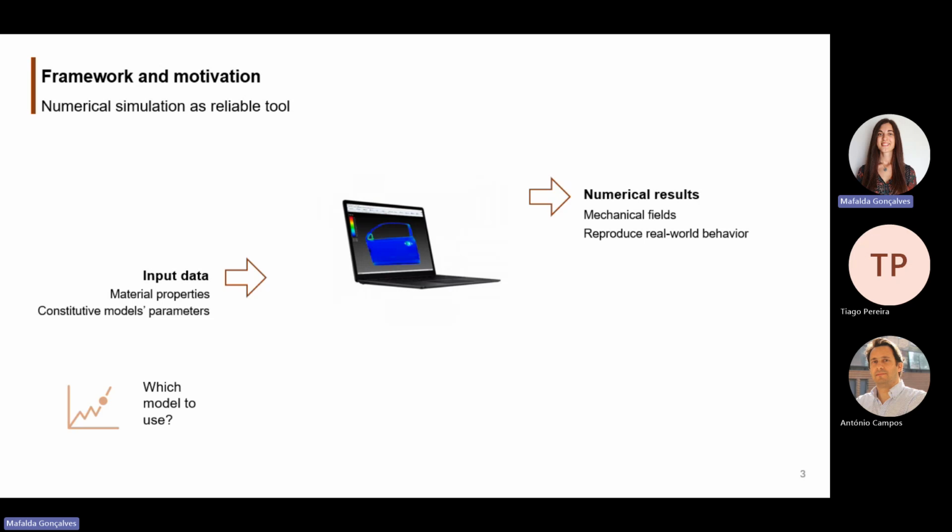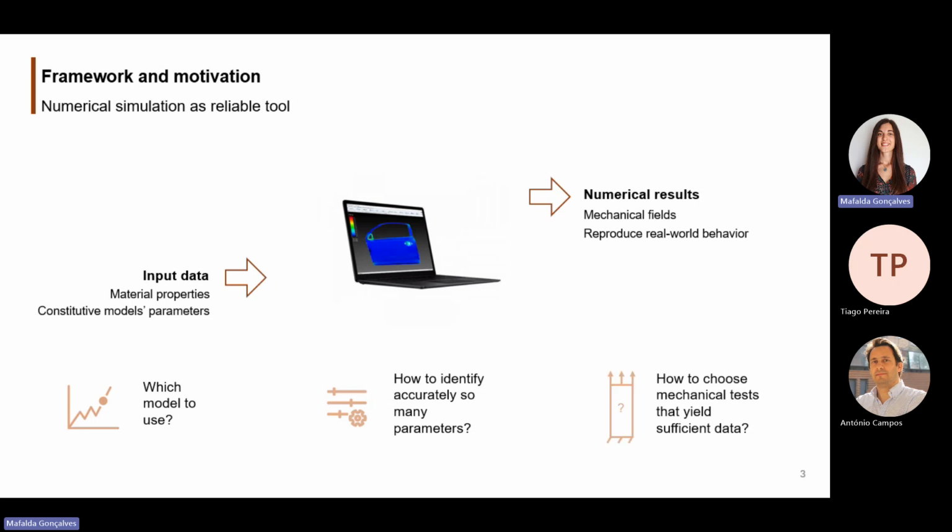Which models should be used that are capable of reproducing such complex behaviors? How to manage the complexity of identifying so many parameters from these types of models, and how to choose an appropriate mechanical testing method that yields sufficient mechanical data to identify these parameters.